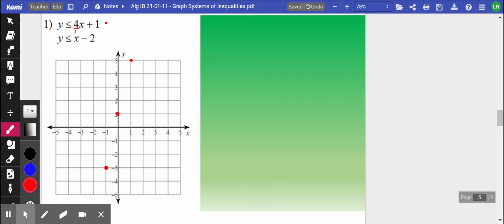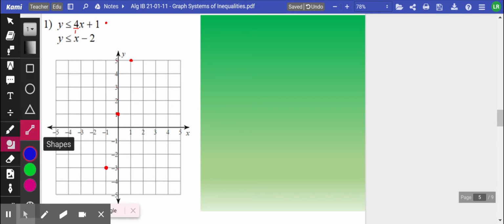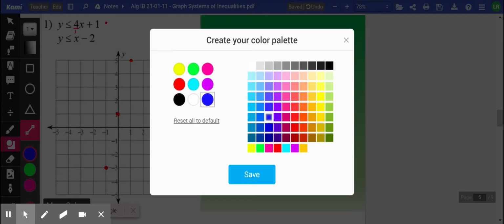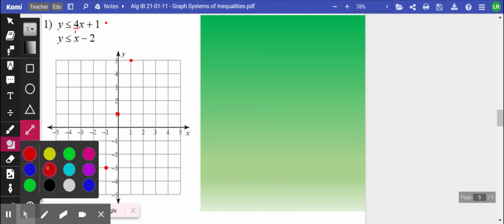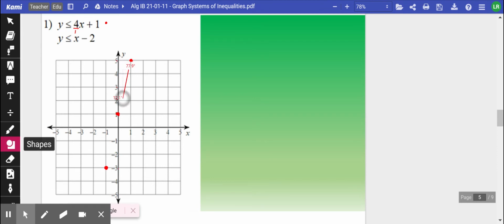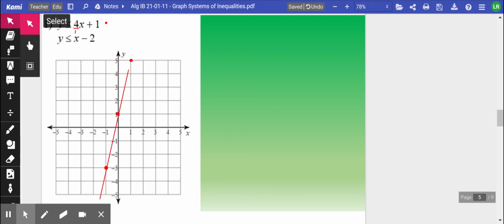Now, what type of line would this one take, dotted or solid? Solid line because it has the or equal to part. I'll make it pink. There we go. There's my line. You want it to cover your entire graph.